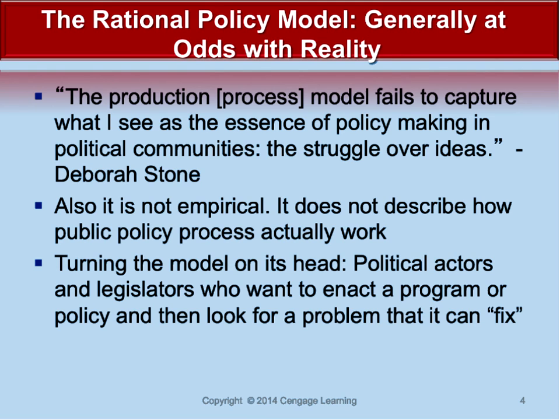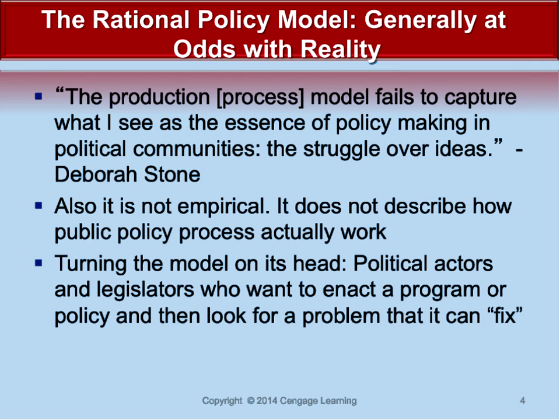The difficulty is that while this may make sense in thinking about your own life, it really doesn't make a lot of sense in looking at public policy, because public policy normally doesn't work this way. Deborah Stone, who is one of the premier political scientists dealing with public policy, says this rational model fails to capture what she sees as the essence of policy making in political communities, which is people struggle over ideas. People struggle over political and policy ideas.